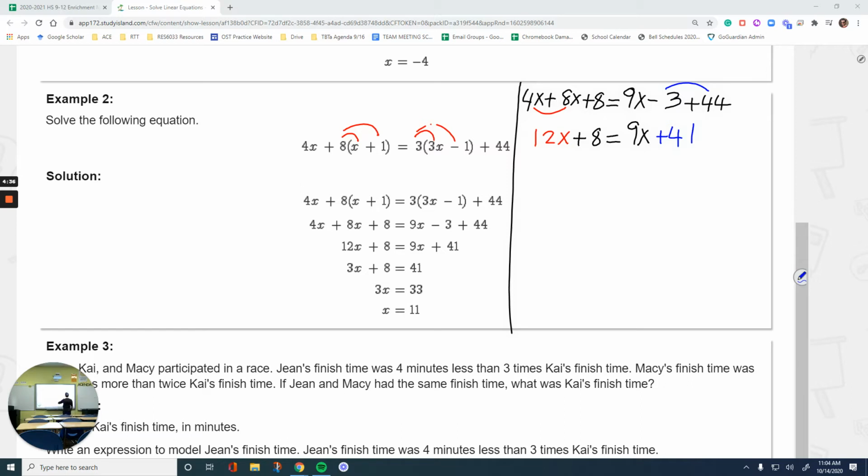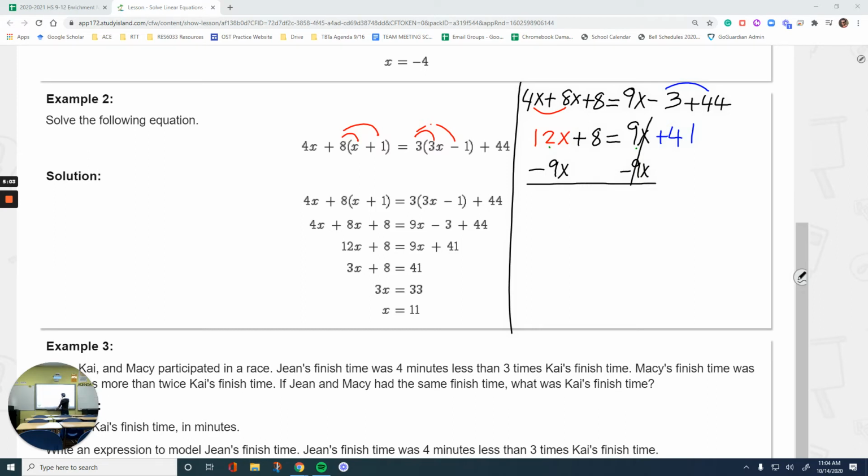Now 9x and 12x, like terms, put them together. How are you going to do that? Whichever is greater positive, keep that on the same side. 12x is greater than 9x. They are both positive. That means I want to get rid of the smaller one, 9x. So I'm going to subtract 9x from both sides.